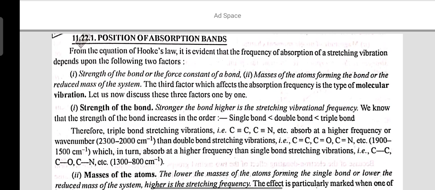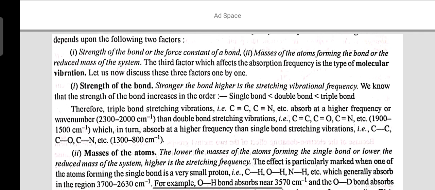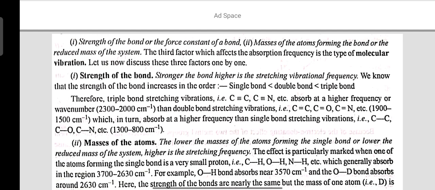Position of absorption band. From the equation of Hooke's law, it is evident that the frequency of absorption of a stretching vibration depends upon the following two factors: the strength of the bond or force constant of a bond, and the masses of the atoms forming the bond or the reduced mass of the system. The third factor which affects the absorption frequency is the type of molecular vibration. Strength of the bond: the stronger the bond, the higher is the stretching vibration frequency.